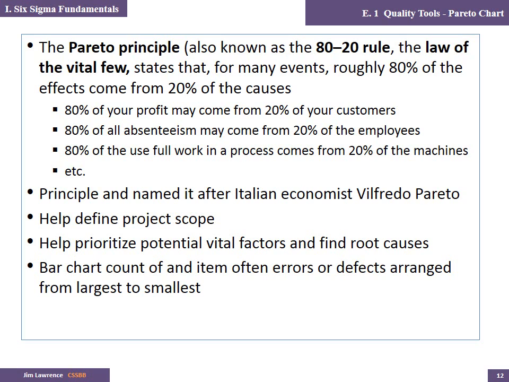It helps you define project scope. It helps prioritize potential vital factors and root causes. In its simplest form, it's a bar chart count of an item, often errors or defects, arranged from largest to smallest, with an additional plot of cumulative percentage of all the factors, as we'll see here in a moment.